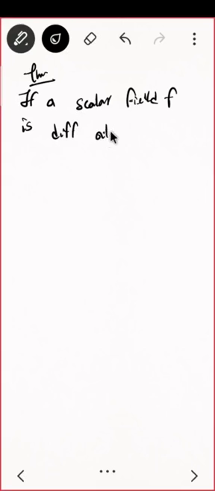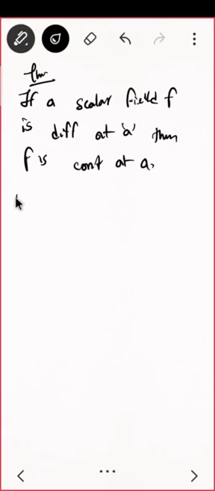If a scalar field f is differentiable at a, then f is continuous at a. Okay. The proof is a one-line proof.